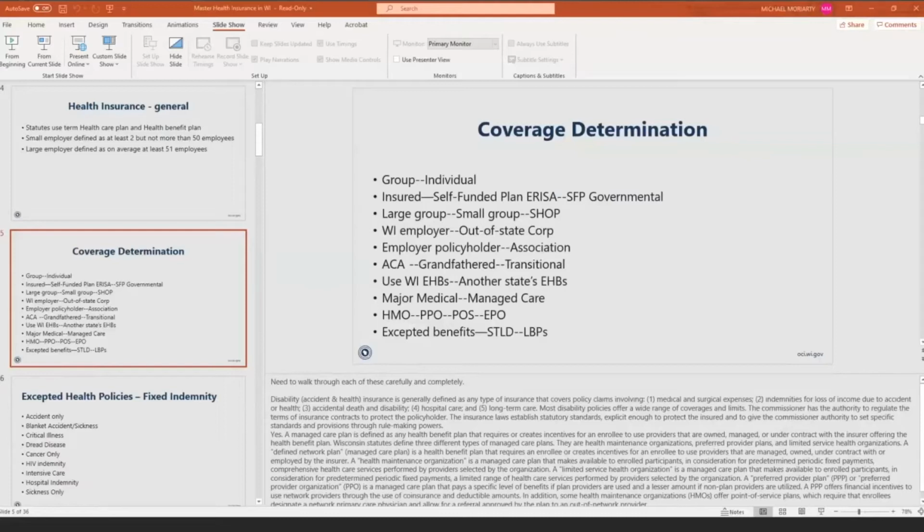One is a grandfathered plan. There are fewer and fewer of those existing currently, and grandfathered plans are plans that were in existence at the time of the passage of the ACA and have consistently been in practice without substantial changes to the benefits since that time.